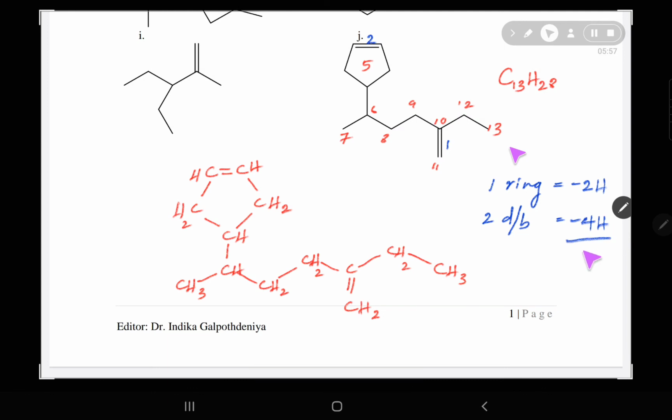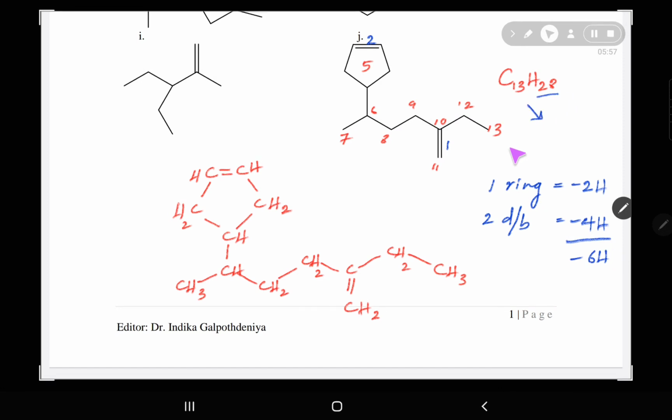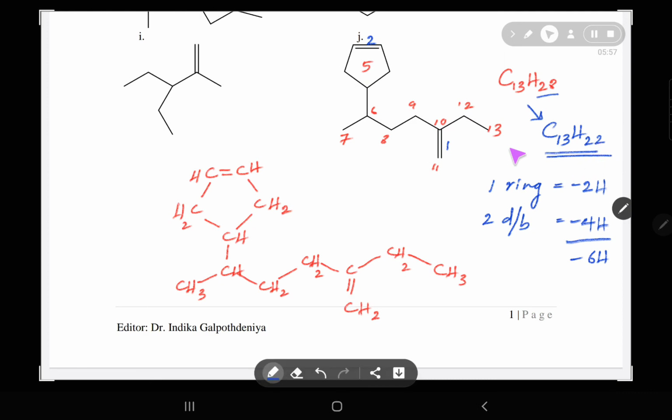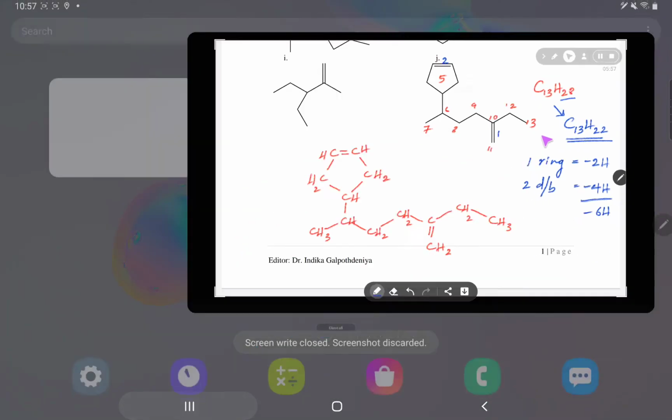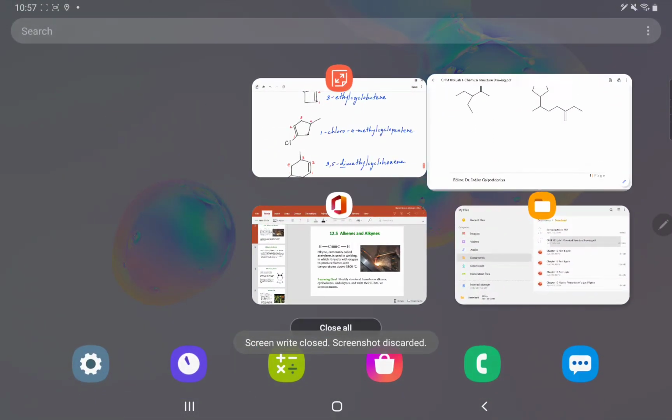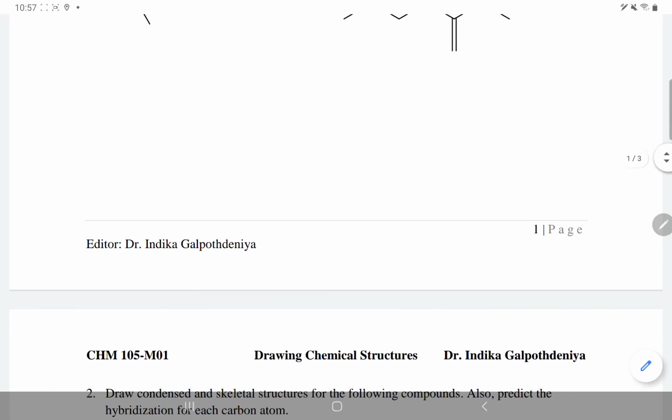So we have to subtract a total of 6 hydrogens from the 28 hydrogens. So our final formula will be C13H22. This will be your final answer. That is how you do it. So now you should be able to do all these questions by yourself. So let's go to the next page.